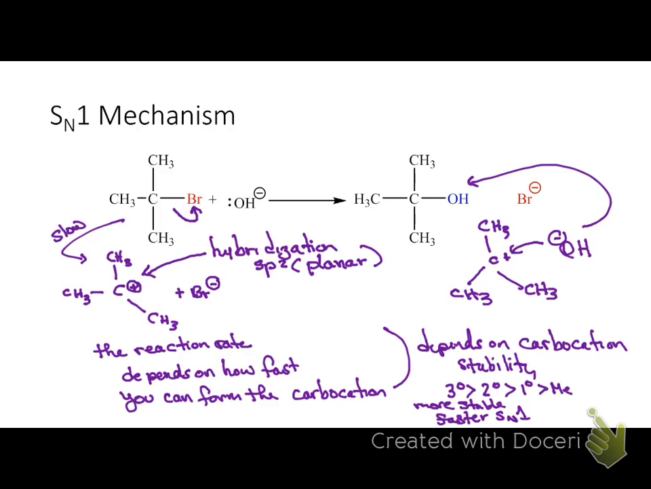That makes sense? The intermediate is flat, and so because it's flat, the OH can either come in from this side or it can come in from this side, and you end up with two different products potentially. Now on this one, because every group around it's a methyl, it doesn't matter, it's just one product. Okay? But if you have a stereochemistry, it'll make a difference.